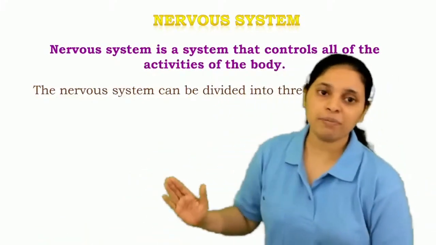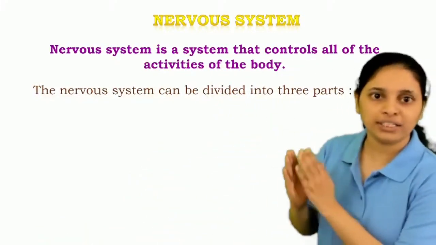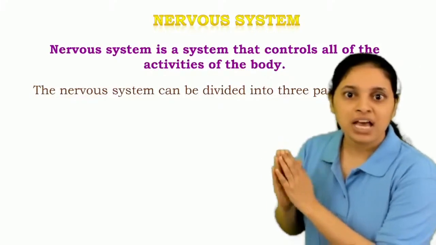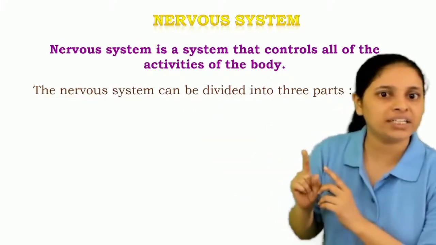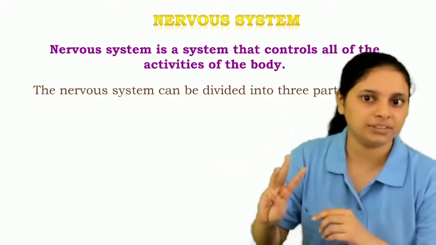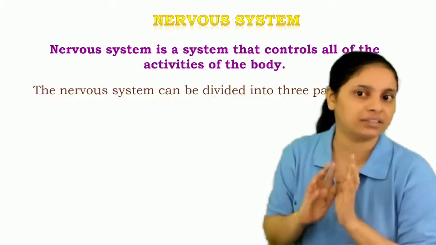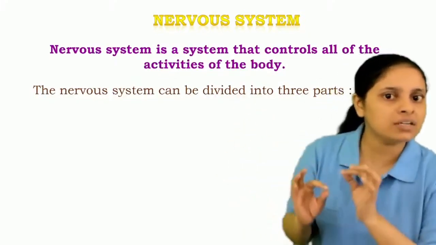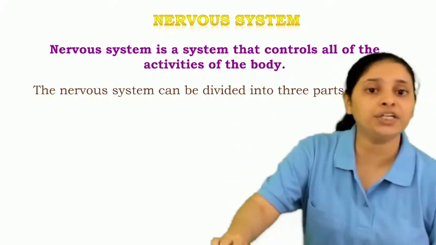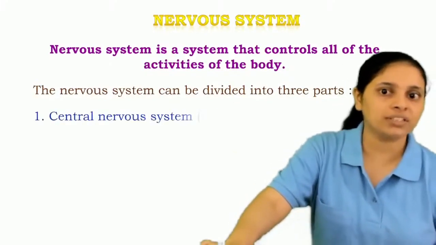So, now a very important part starts from here, everyone has to pay attention carefully. Nervous system can be divided into 3 parts. Okay? We are talking about the whole system here. Human nervous system can be divided into 3 parts. What are the 3 parts?